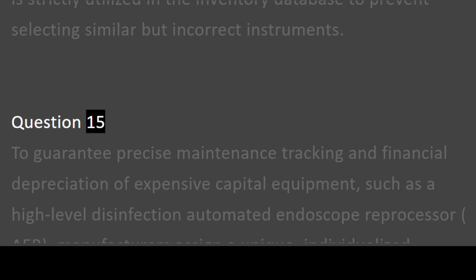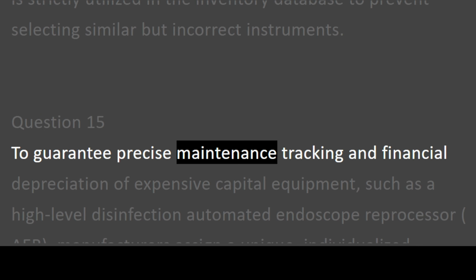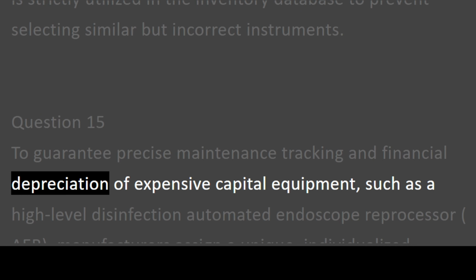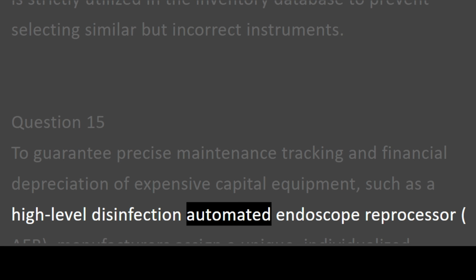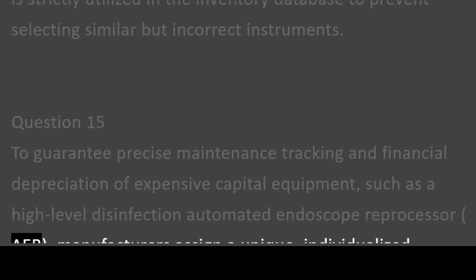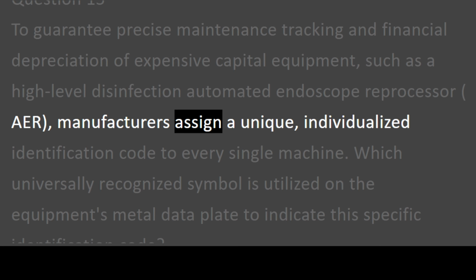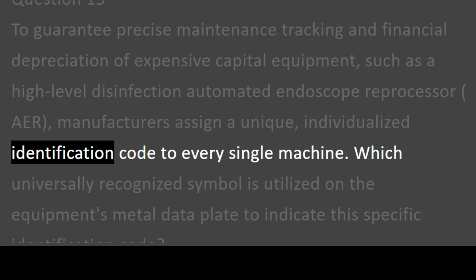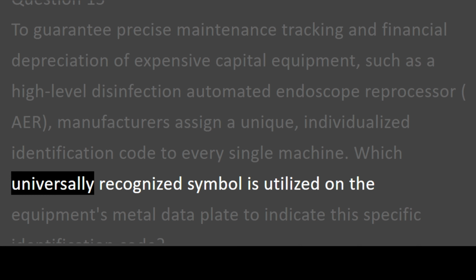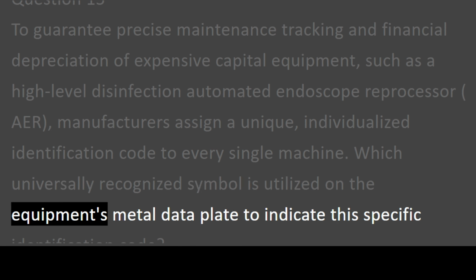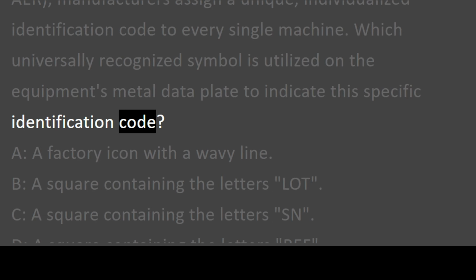Question 15. To guarantee precise maintenance tracking and financial depreciation of expensive capital equipment, such as a high-level disinfection automated endoscope reprocessor, AER, manufacturers assign a unique, individualized identification code to every single machine. Which universally recognized symbol is utilized on the equipment's metal data plate to indicate this specific identification code?